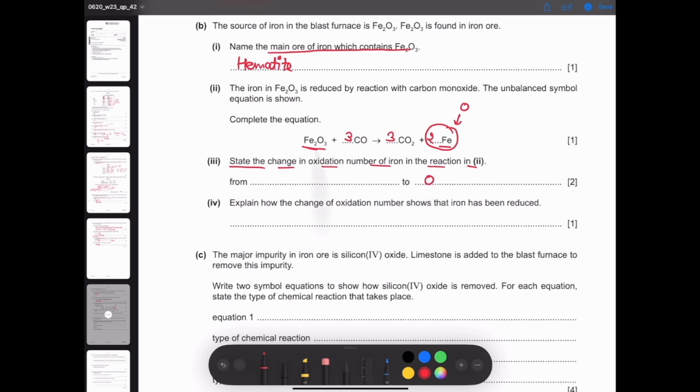Now, what is the oxidation state in Fe2O3? This is very simple to do. See, there are two iron atoms. So write 2 times x plus 3 times, what is the charge on oxygen? Negative 2, is equal to 0. So 2x is equal to 6, x is equal to plus 3.